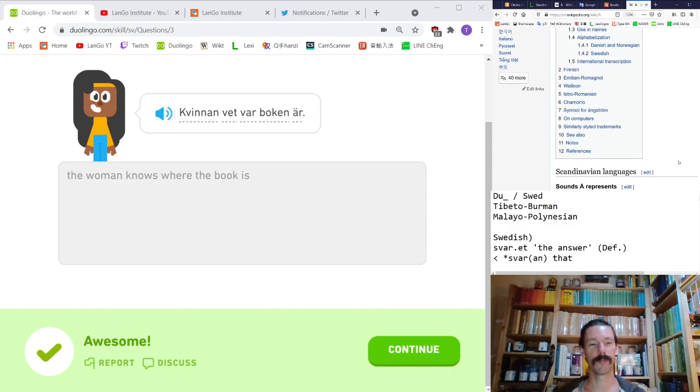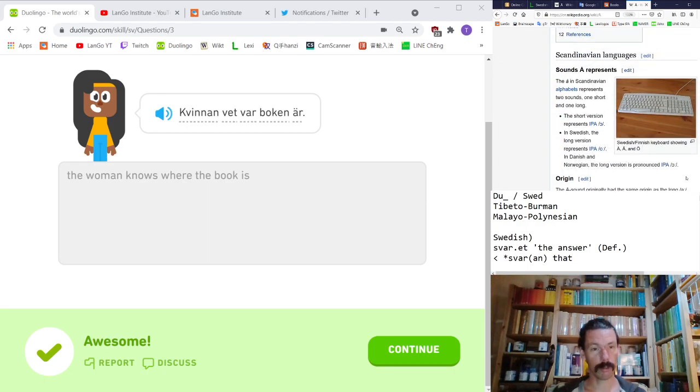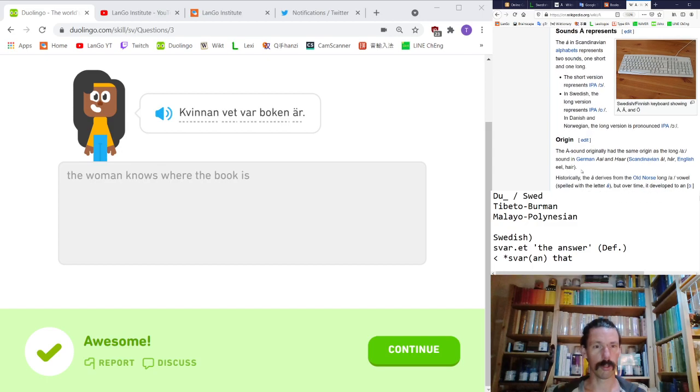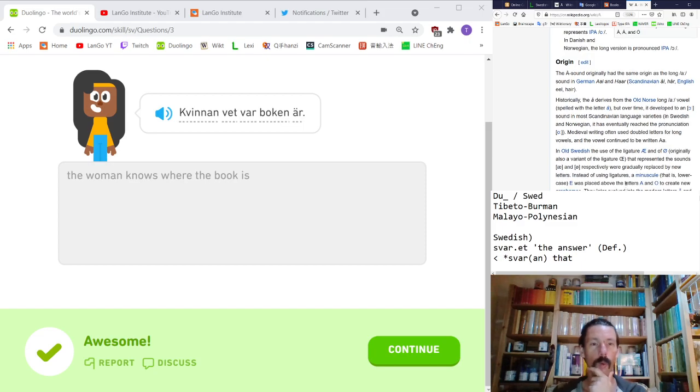How beautiful. Love to see some manuscript examples of that development for either case. So, represents two sounds, one short and one long. They don't mention the diphthong in Swedish that I hear. The O sound originally had the same origin as the long A sound in German al and ha, ul, hor, il, hair. Historically, the O derives from the Old Norse long A vowel, spelled with a acute, and in Icelandic, I think they read that one as ow. It's become a real diphthong.